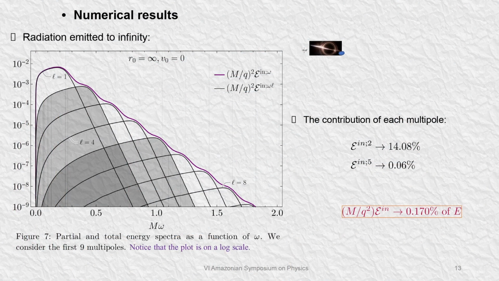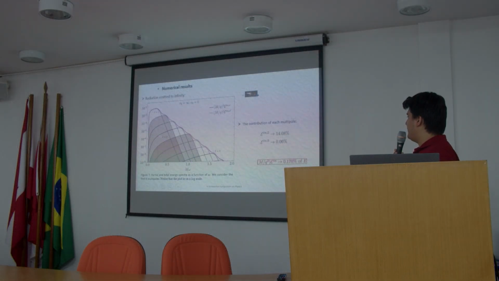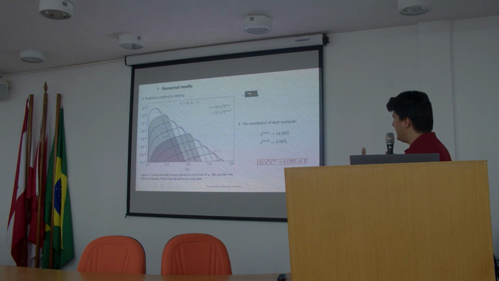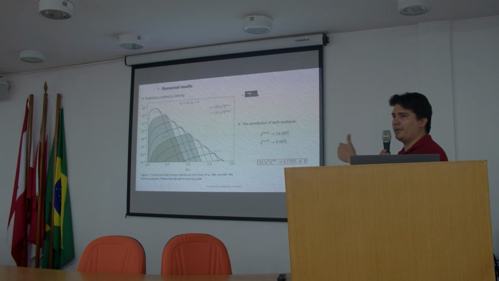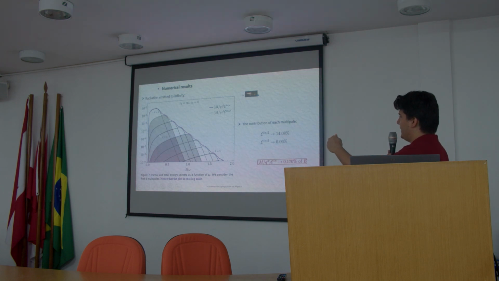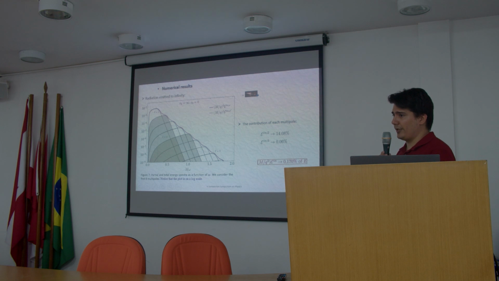So this is the plot, right? And of course, we can see something that is expected, which is that not a lot of the energy is emitted to infinity as you drop the charge. So you can see that the total energy that's emitted in electromagnetic radiation is 0.17% of the total energy of the particle.